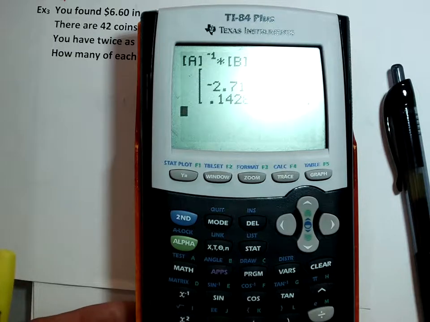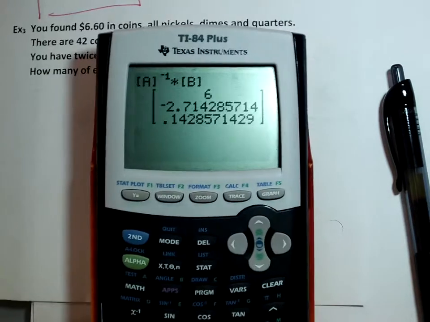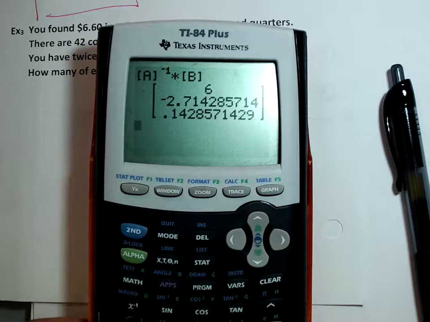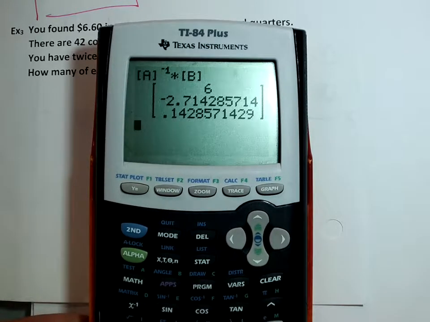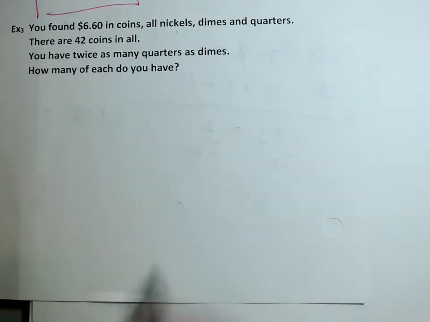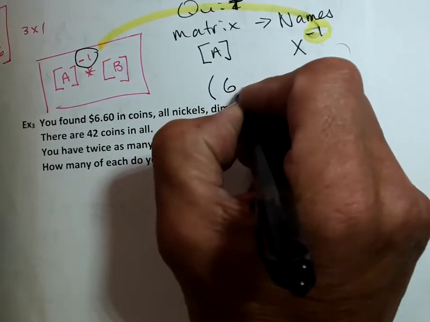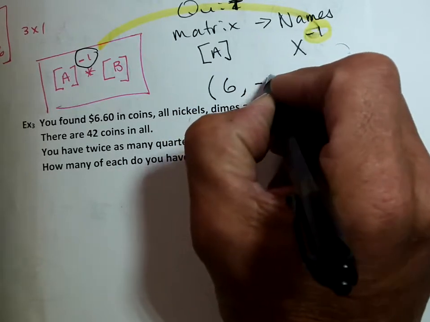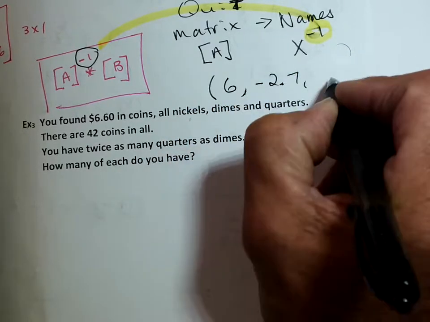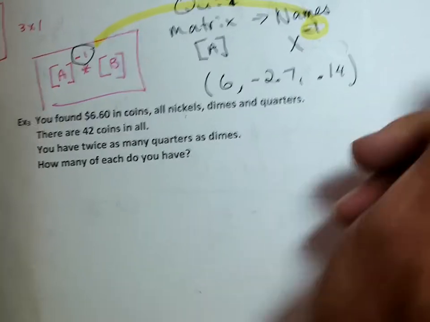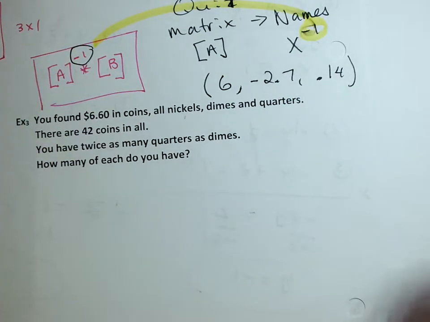Now, if I push enter, right, there's my answer. Whoa. Oh, dang it. What'd you guys get? I got error. Okay, we'll figure that out, okay? We'll come back. I got an answer of 6, -2.7, and about a 0.14, okay? That's my intersection.